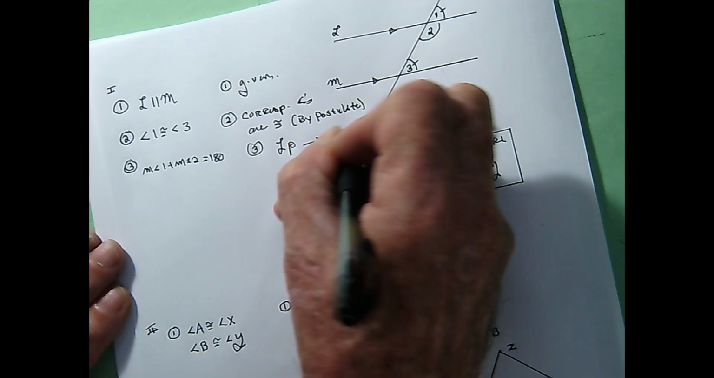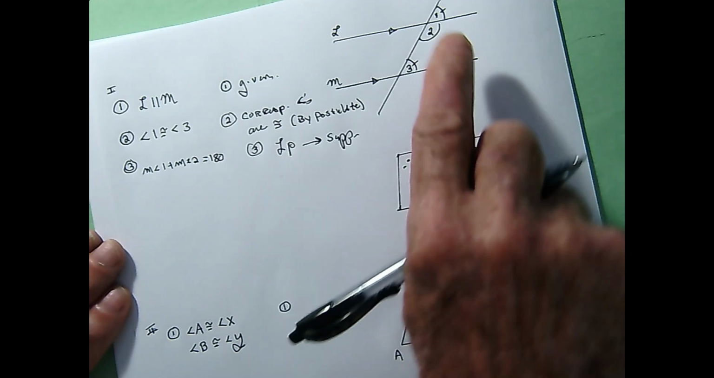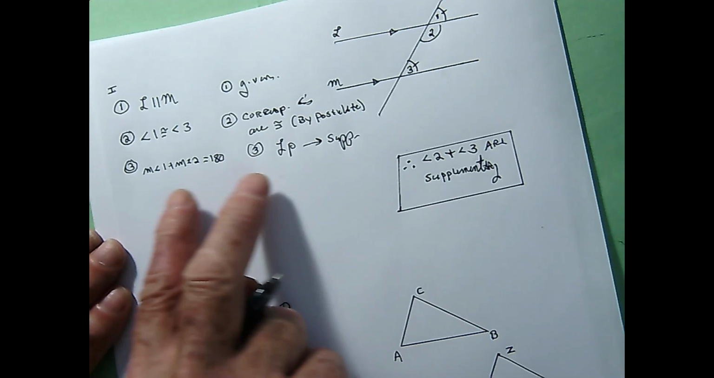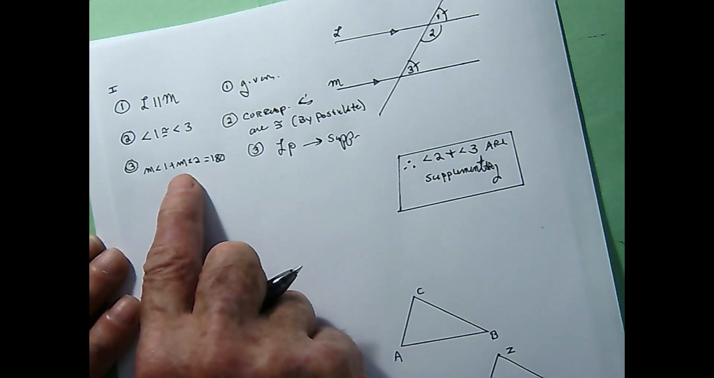Now, we might want to write more than that, but that means that to me. If it's a linear pair, then it would be supplementary. Angle 1 and angle 2 form a linear pair, so I know that they are supplementary. They must add up to 180 degrees. We're going to probably want to make a substitution here.